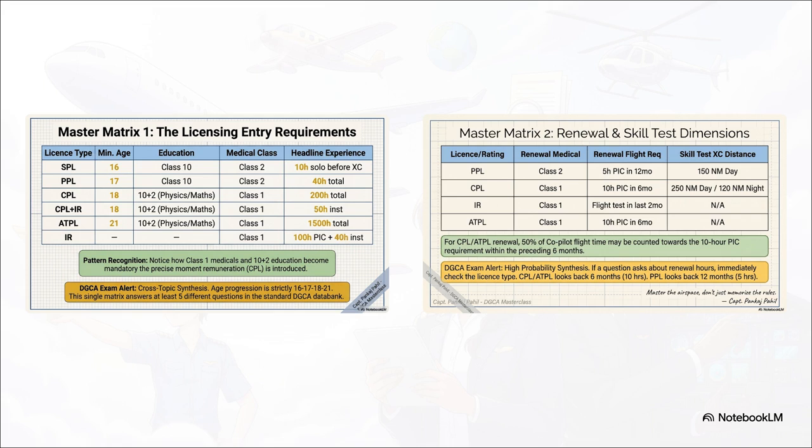My ultimate exam tip for you? Understanding this matrix alone answers at least 5 different questions in the standard DGCA databank. Synthesize this data, don't just passively read it, understand how it all connects.